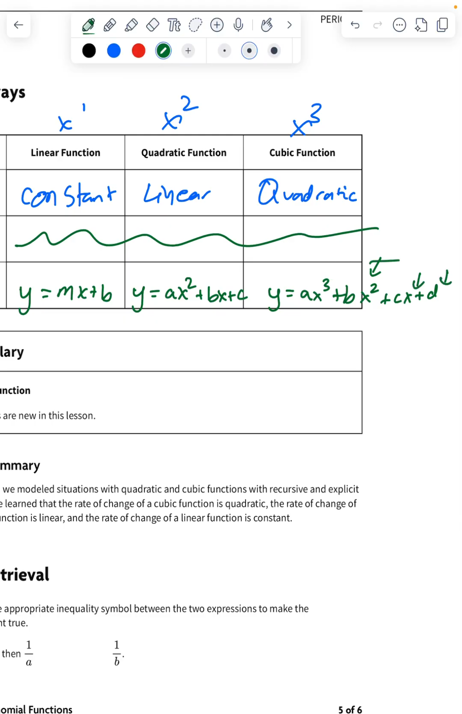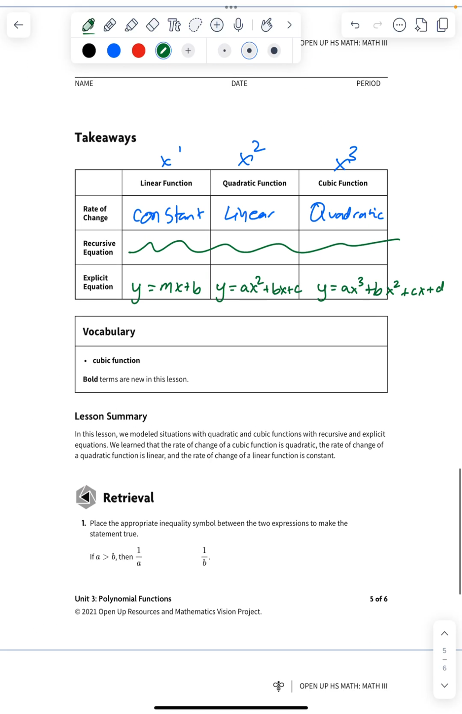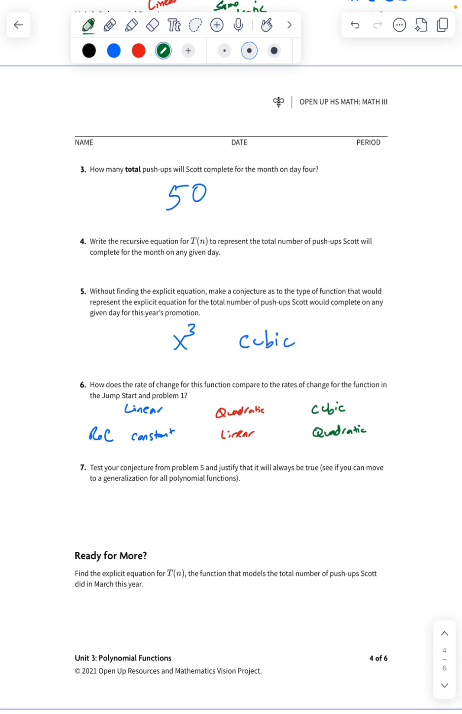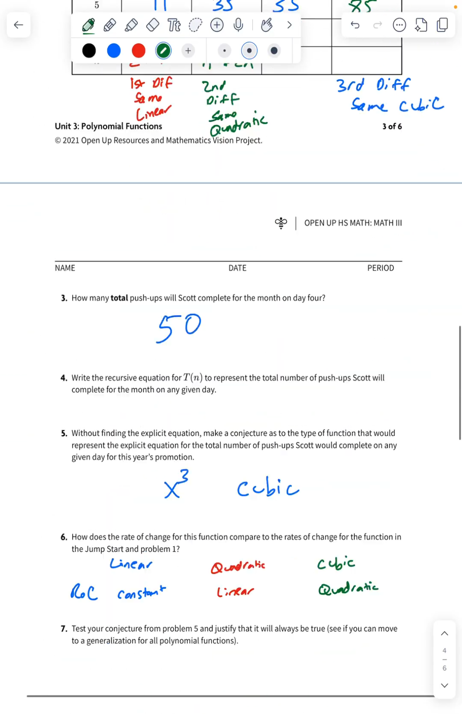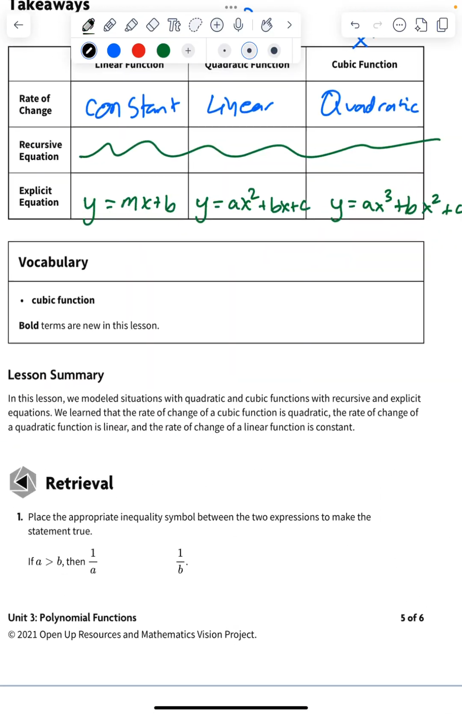And so technically you could write these for as long as you wanted. Like to the 7th power would be y equals ax to the 7th plus bx to the 6th plus cx to the 5th, so on and so forth. So it becomes very formulaic. Okay? There's not a lot to take away from this lesson. It is important to take away that we are going to talk about x to the third. It is important to take away that the rate of change is cubic, that understanding the third differences are the same. And so those are the main things to take away.